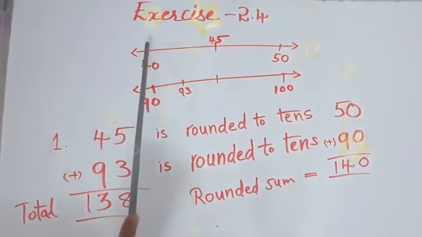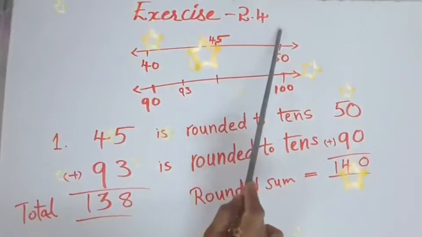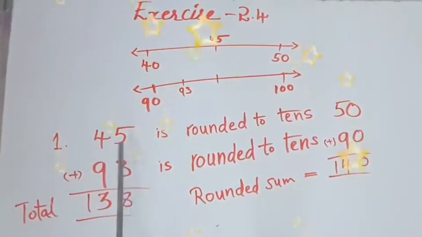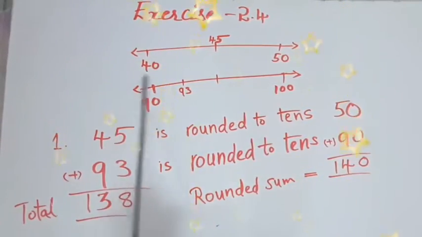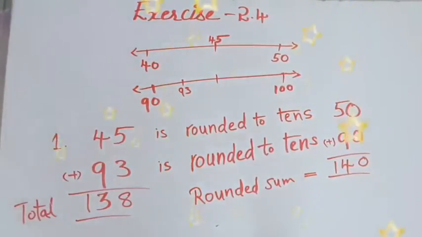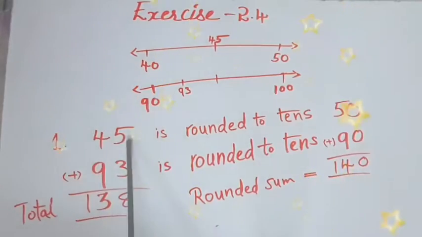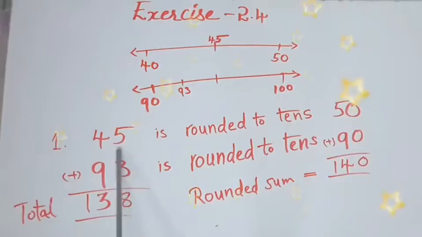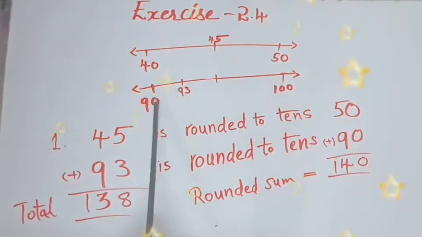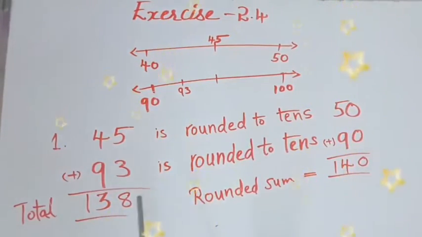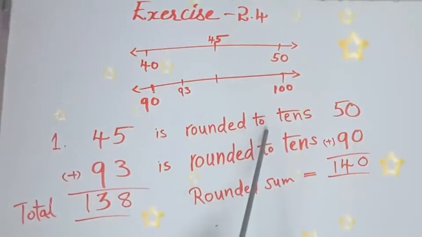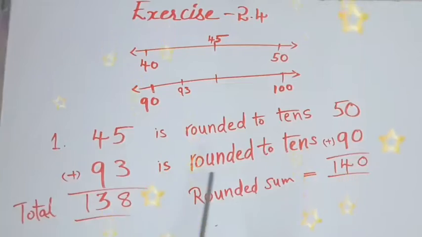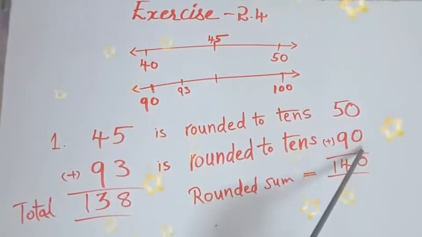Now look over here, exercise number 2.4. Our first question is 45 and 93. I have drawn a number line here which will help you out. So here 45 is nearest to 50 and 93 is nearest to 90. So 45 is rounded to the nearest ten, that is 50, and 93 is rounded to the nearest ten, that is 90.